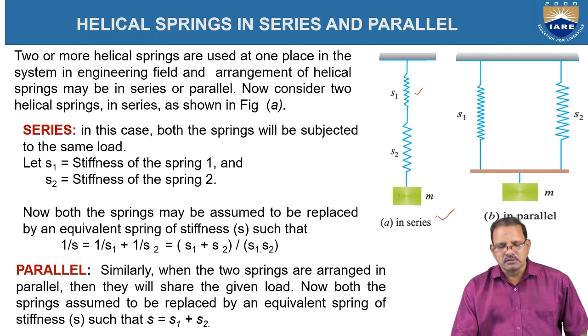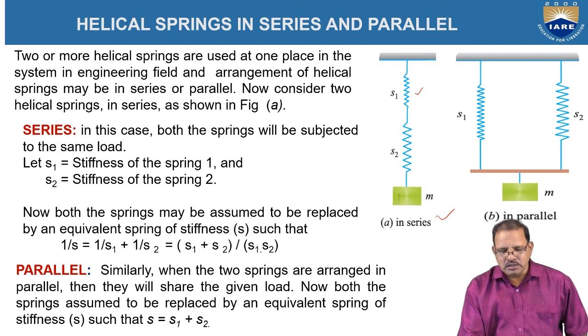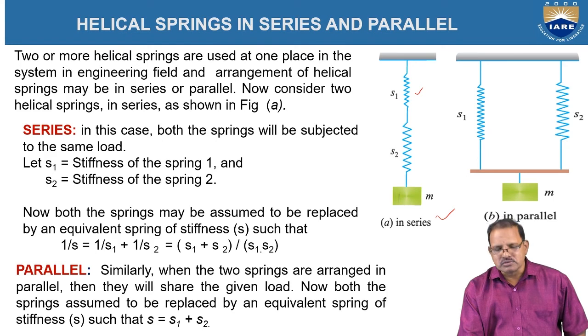Now both the springs may be assumed to be replaced with an equivalent spring of stiffness S such that 1/S is equal to 1/S1 plus 1/S2. Since S1 and S2 are in the denominator, the value becomes (S1 + S2) divided by S1·S2 in simplification.